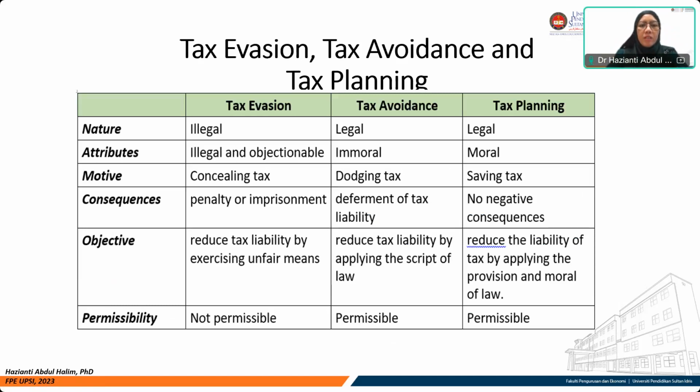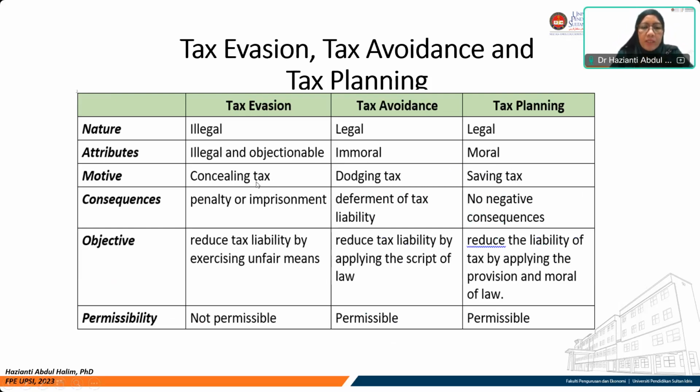So this is a summary of tax evasion, tax avoidance, and tax planning. You can see from here the nature. Tax evasion is illegal, you commit a crime when you evade taxes. Tax avoidance is legal, but sometimes can be immoral. Tax planning is legal and morally right. The motive for tax evasion is to conceal tax. For tax avoidance, to dodge tax. They want to pay, but they want to pay less. For tax planning, you want to save some amount of tax.